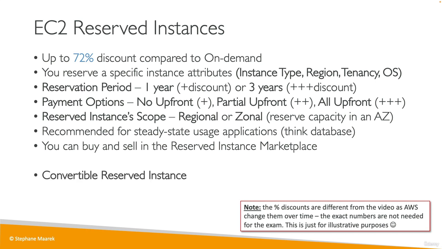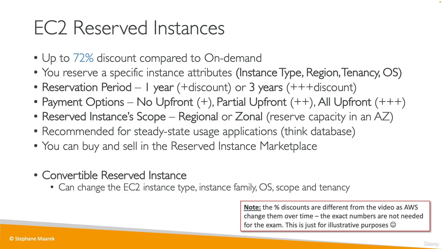And there is a specific kind of reserved instances called the convertible reserved instance, which is allowing you to change the instance type, the instance family, the operating system, the scope, and the tenancy. And because you have more flexibility, well, you get a bit less discount. You get up to 66% discounts. So that's for reserved instances.